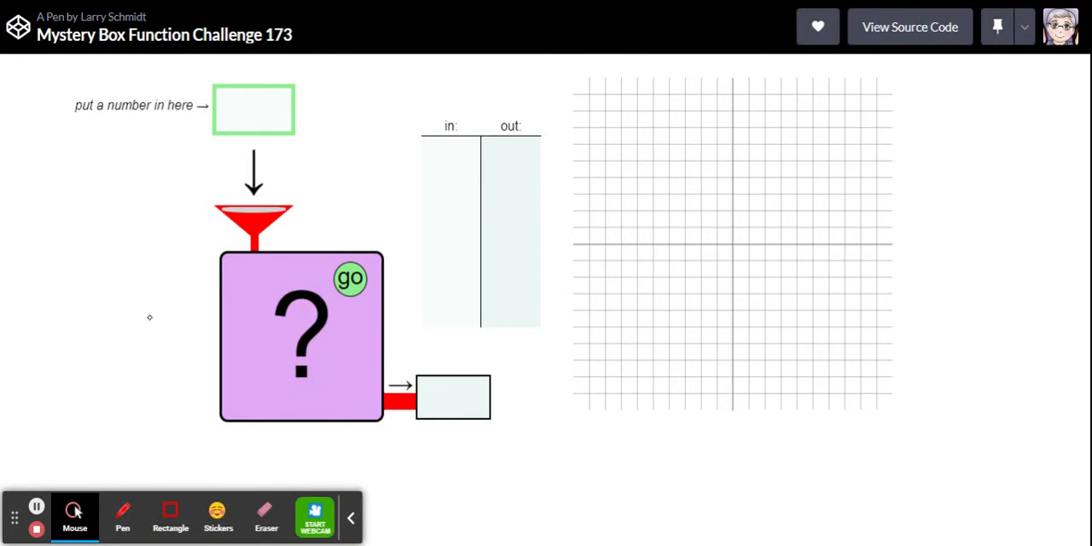In the purple box there is some mystery math and your challenge is to figure out what that is. You can try this out by using the link in the description, and when you've got an idea, come on back and see if we get the same thing.